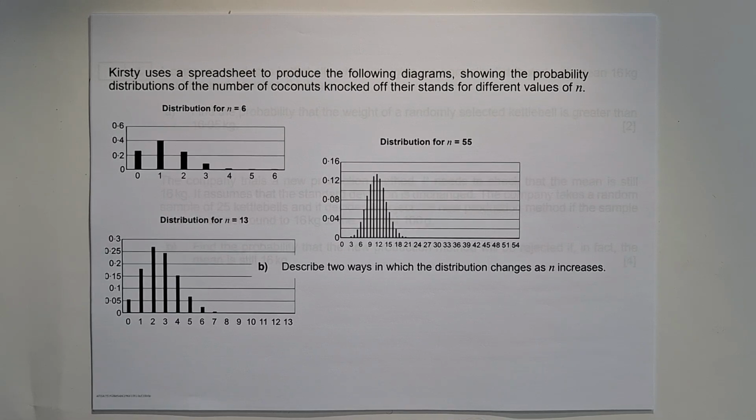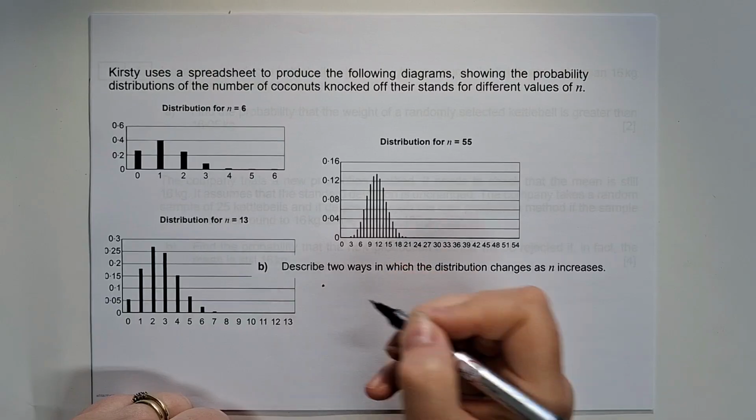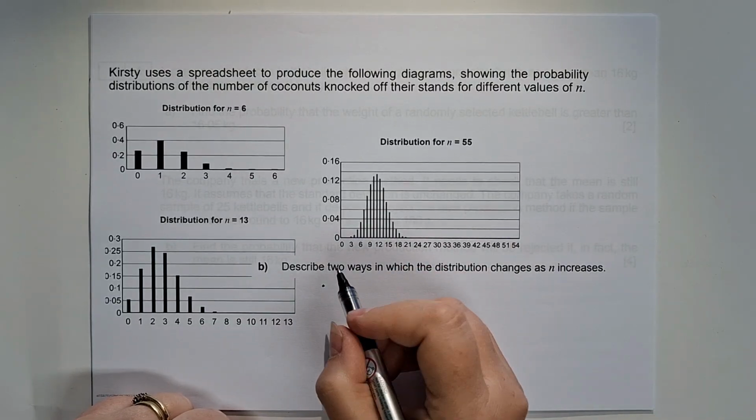Okay, so we have to describe two ways in which the distribution changes as n increases. There's lots of things that they would accept as good comments. Okay, so there's not any specific things that they're looking for you to get the marks. So you could say, there's lots of things. I'll go through all the things that they've talked about.